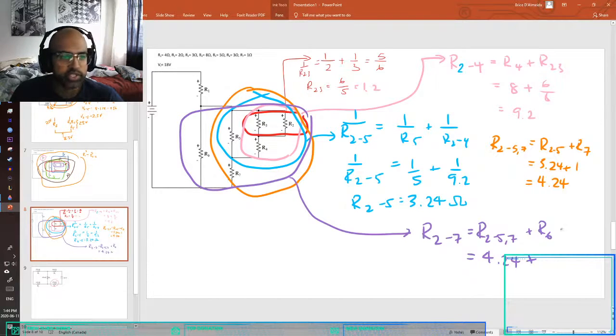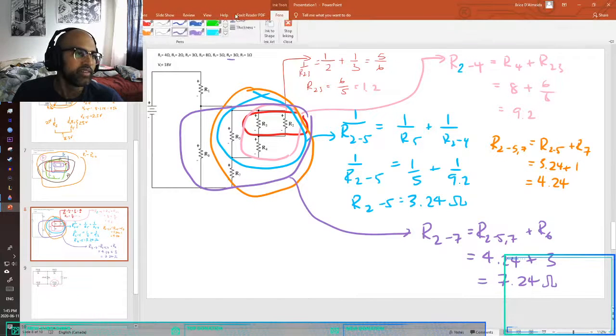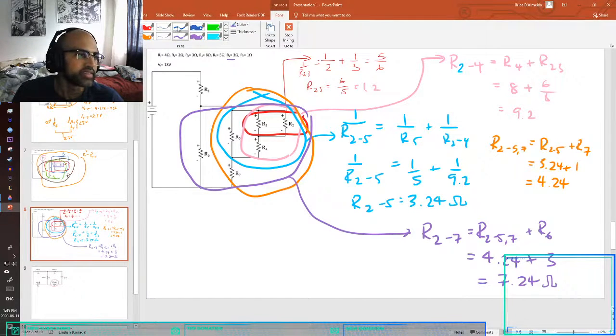4.24 plus resistor number 6, which was, okay. I thought I made a mistake. Oh man, I'll be so mad at myself. 7.24. Maybe I did still make a mistake. Who knows? 7.24 ohms. And voila, we are almost done.